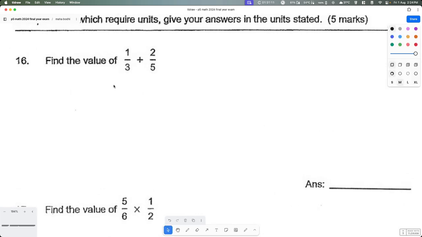It says here, find the value of 1 over 3 plus 2 over 5. Okay, so let's put out the fractions. That's what you see over here. Alright, so 1 over 3, and then we also make it a little bit bigger. We're going to add this with 2 over 5.